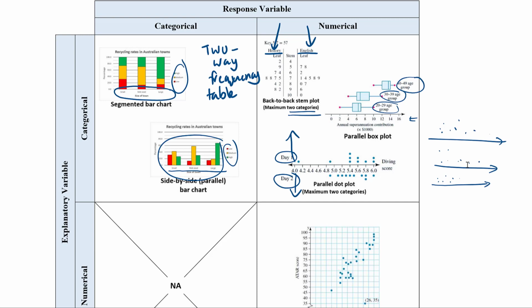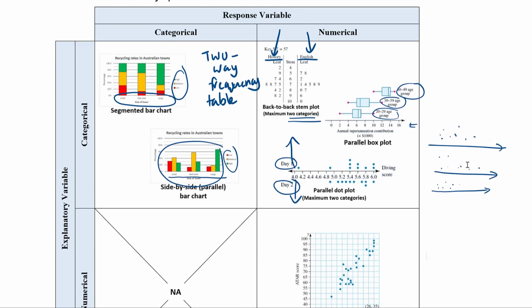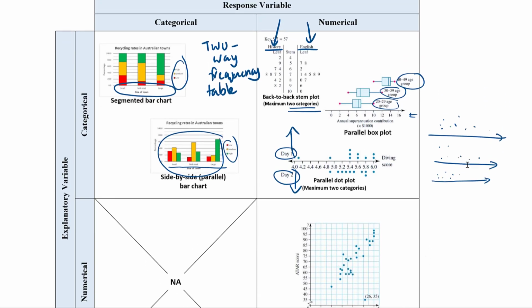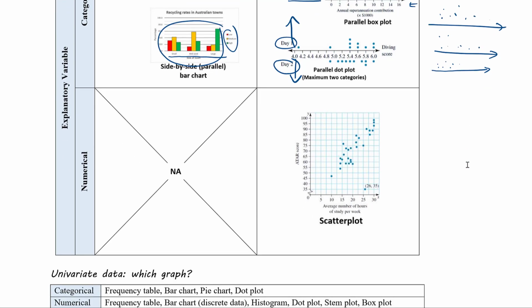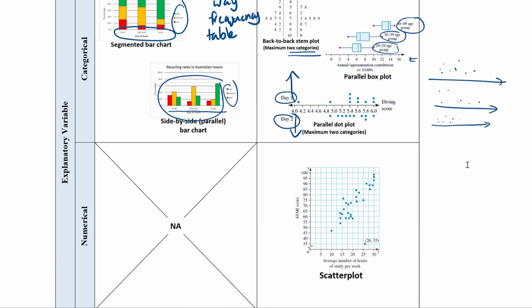So the parallel box plot's probably the most flexible in terms of big data sets, continuous data sets, and also being able to have lots of categories. We don't have situations where the numerical variable is the explanatory and the categorical is the response, so that's irrelevant. And the third situation, yes, there are 4, but one's irrelevant. So the third situation is when we have 2 numerical variables, and in those instances we use a scatterplot.